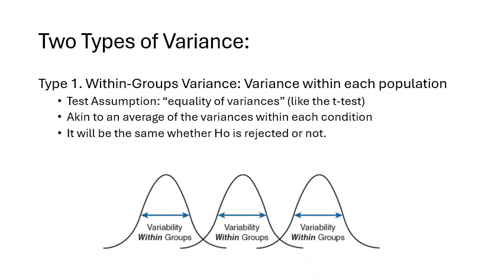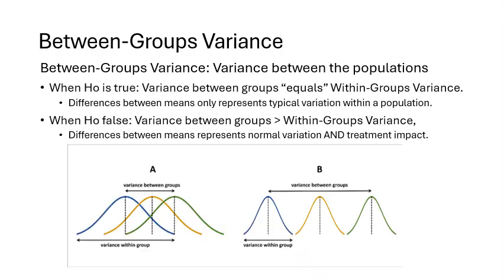And whether we reject the H0 or not, that isn't going to be impacted. It just represents the normal differences in a population. We know that if we have a population and we draw different samples, even if it's one population, each sample, if we measure like their guilt rating, they're still going to vary in some way. And that's what this within groups variance is measuring.